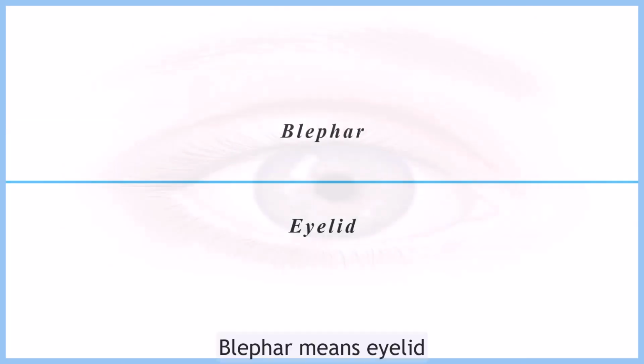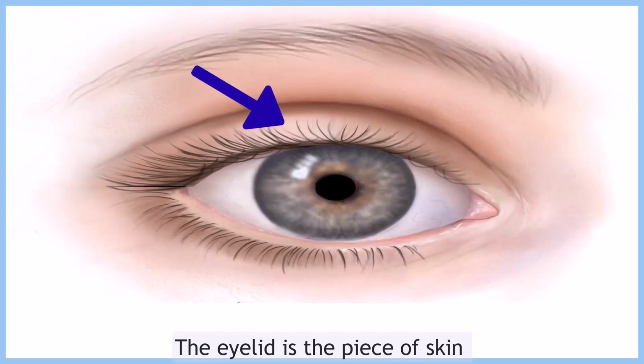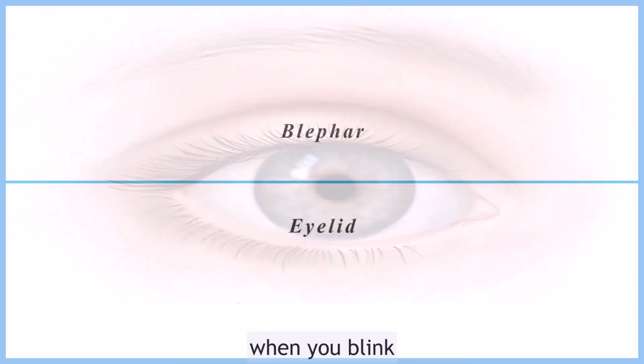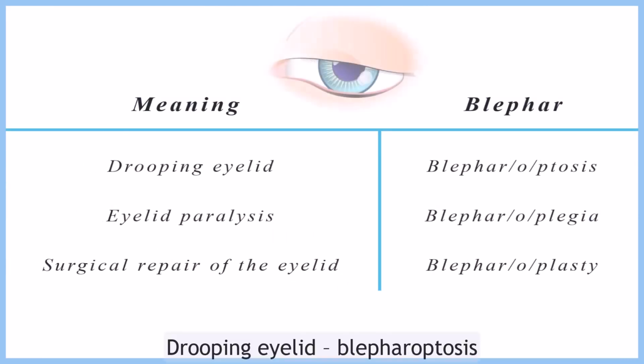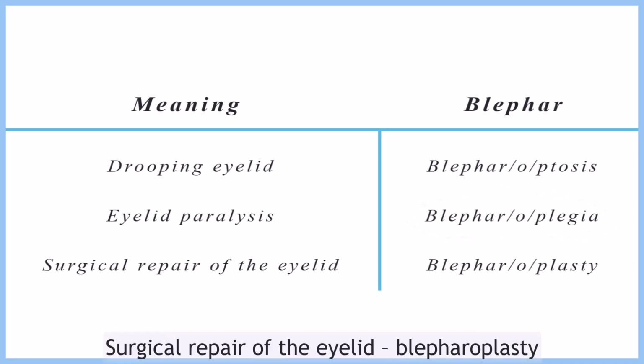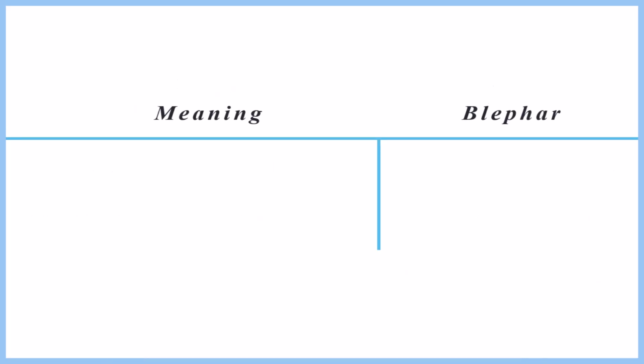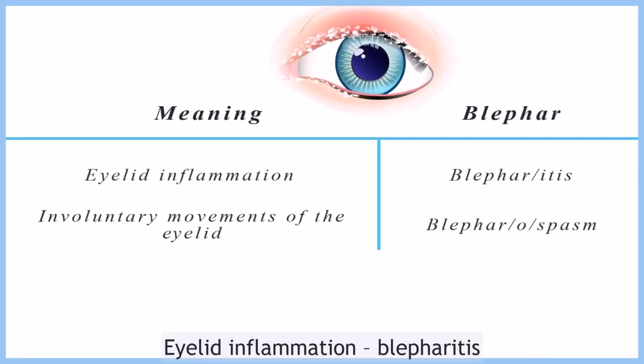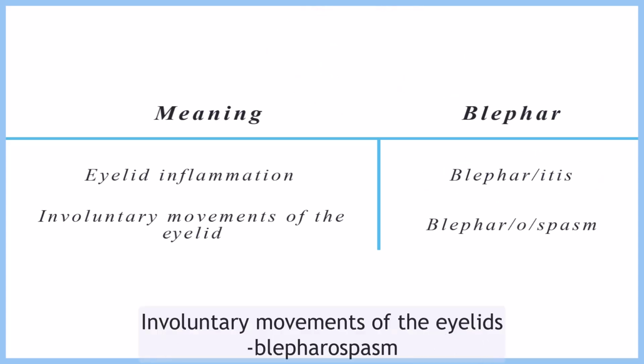Blephar means eyelid. The eyelid is the piece of skin that closes over your eyeball when you blink. Drooping eyelid, blepharoptosis. Eyelid paralysis, blepharoplegia. Surgical repair of the eyelid, blepharoplasty. Eyelid inflammation, blepharitis. Involuntary movements of the eyelids, blepharospasm.